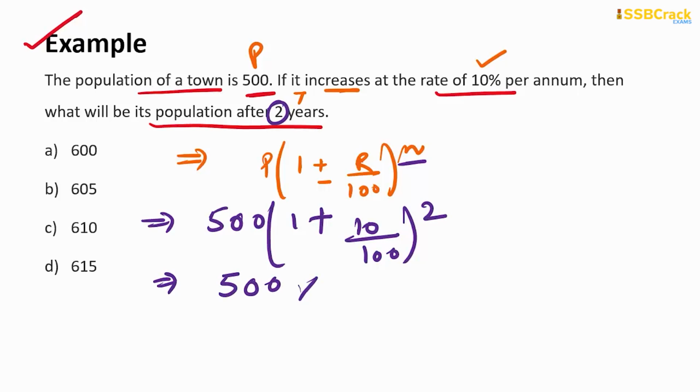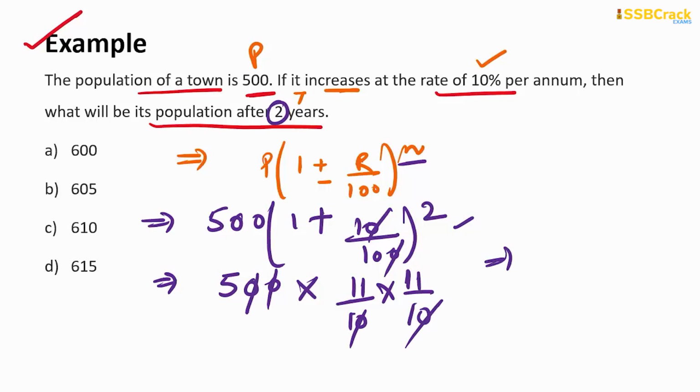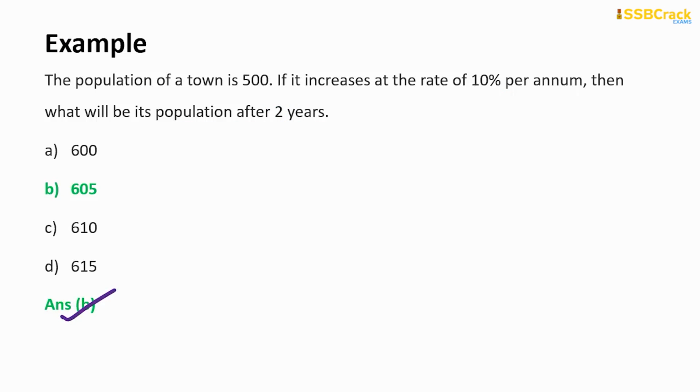Now we can solve it easily. It will be 500 into, this 0 will cancel with this 0, so 10 plus 1 will be 11 by 10 into 11 by 10, as we are taking the square here. Now these zeros will cancel out. Now 121 into 5: 5 ones are 5, 5 twos are 10, then 5 ones are 5 plus 1 will be 6. So the population after 2 years will be 605. That is, option B should be the correct answer. Let's check. So yes, option B is correct only.